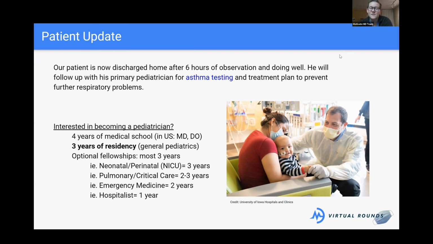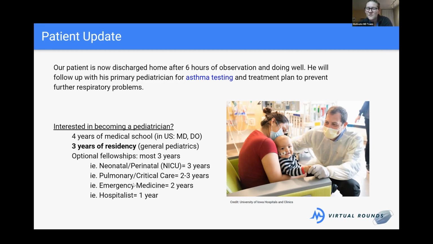And then if you want to further subspecialize, then you can do fellowships like, for example, NICU, which is neonatal or neonatology. That's going to be like a 3-year-long fellowship. Pulmonary and critical care. So if you want to be managing patients who are intubated in the ICU and taking care of really, really sick kids, then that would be another fellowship that you could do. Emergency medicine, specifically pediatric emergency medicine, is another fellowship option. That's usually like a 2-year one.